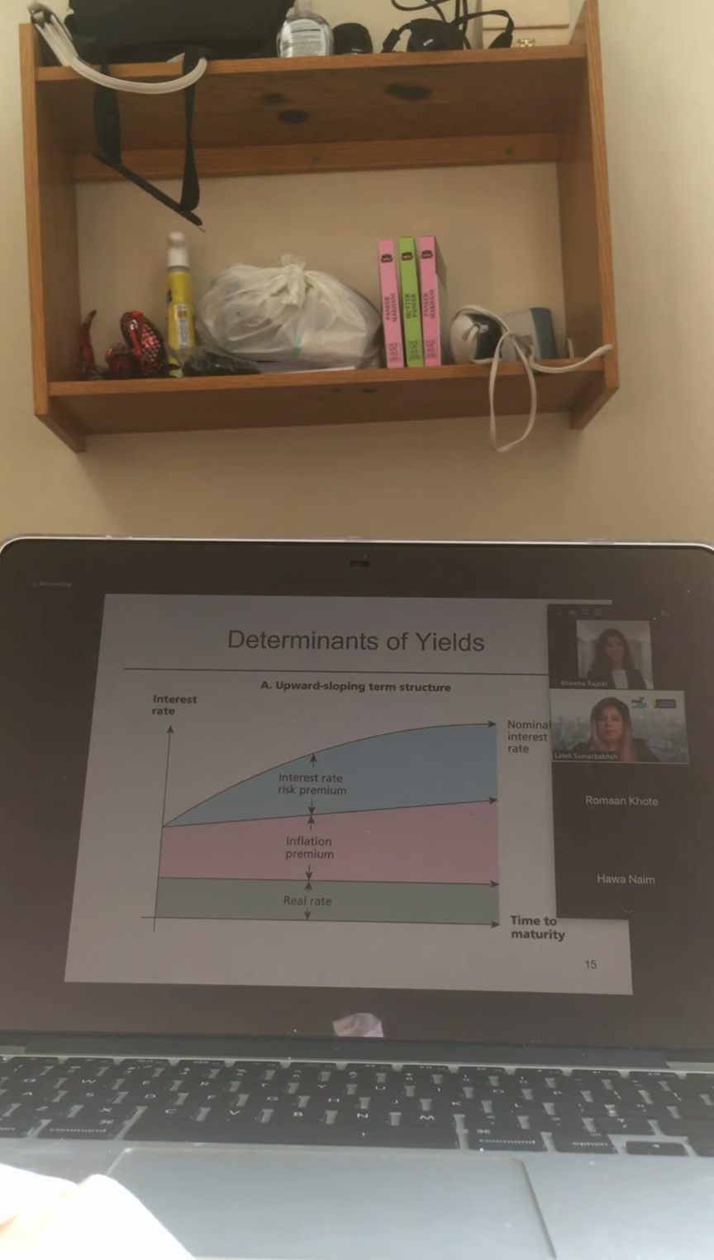So this is a glance of an upward sloping term structure. And this is the interest rate risk premium, inflation premium, and real rates. You can see that over time, you should get higher return. That means that if you're lending your money for longer periods right now, you should get higher return. That's what happens in a healthy economy, because inflation, look at that, is larger over time.